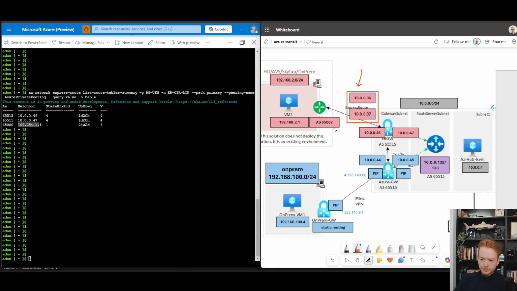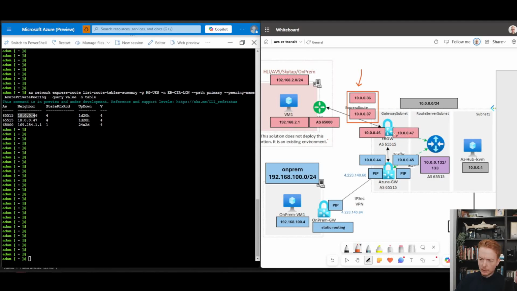169.254.1.1. I've just noticed a mistake in this diagram. That should be AS 65,000 as the direct neighbor. But the bits that are really interesting are here. AS 65515, which we know is our gateway in Azure. And these are the IPs, look, 46 and 47. These are IP addresses from our gateway subnet that are associated with the ExpressRoute gateways. Okay, so we add that information to our diagram.